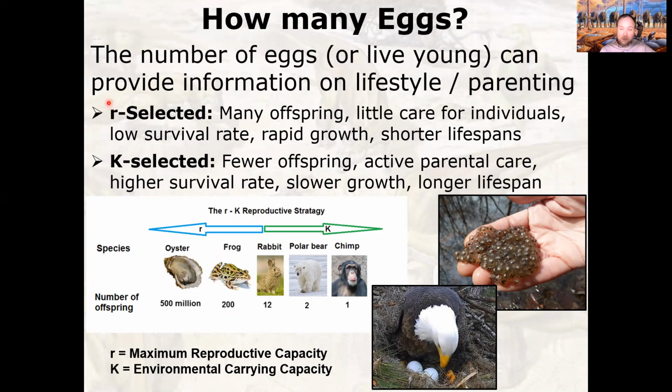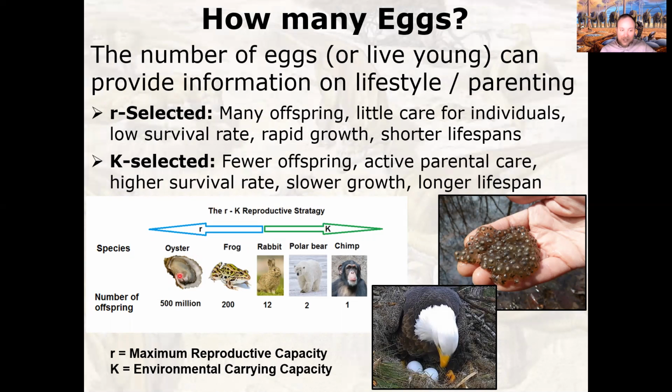So there's kind of two ends of a spectrum here. There's R-selected organisms, where their numbers are governed by their maximum reproductive capacity. That's what R stands for. So the numbers of these organisms that are present is controlled by basically how quickly and how much they can reproduce. And so they produce a lot of offspring.